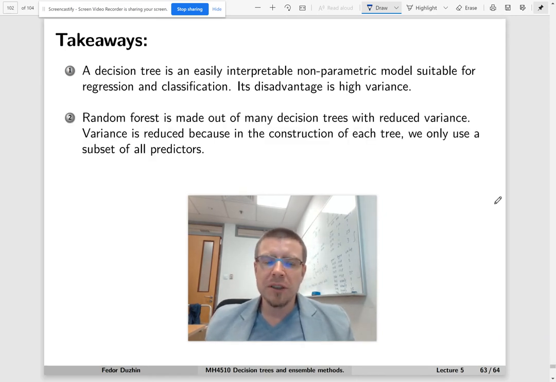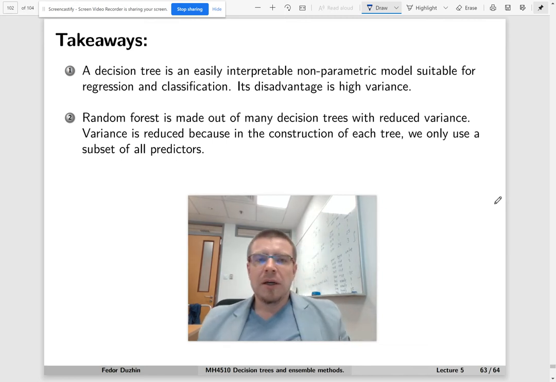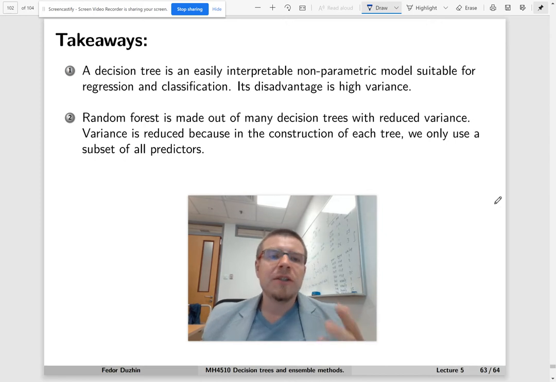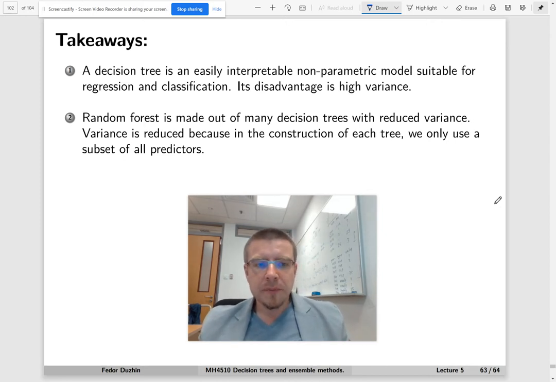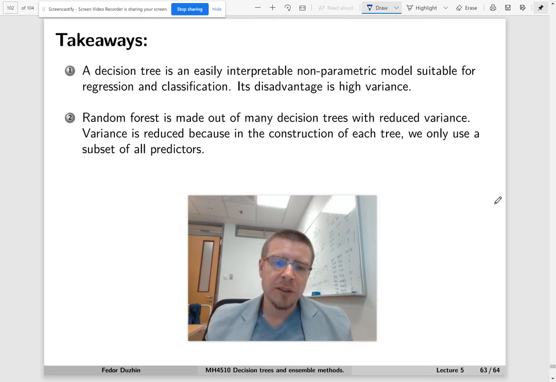So random forest is an ensemble of many decision trees, and it is constructed in a clever way to reduce variance, which is why random forest is such a strong algorithm in practice. It's very, very powerful. Variance is reduced because in the construction of each tree, we only use a subset of all predictors. But at the same time, because of that, a random forest cannot be interpreted directly. It just doesn't make sense.